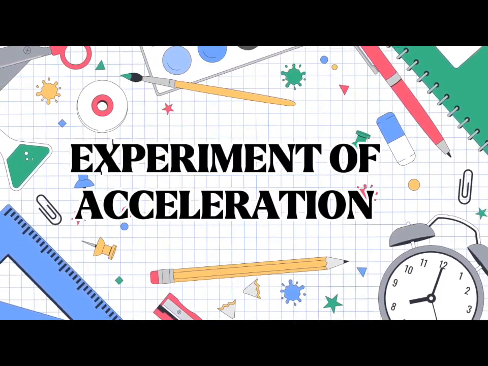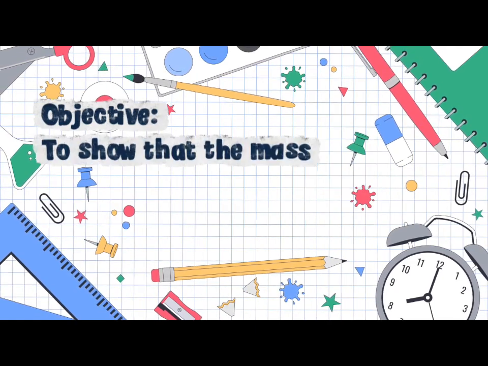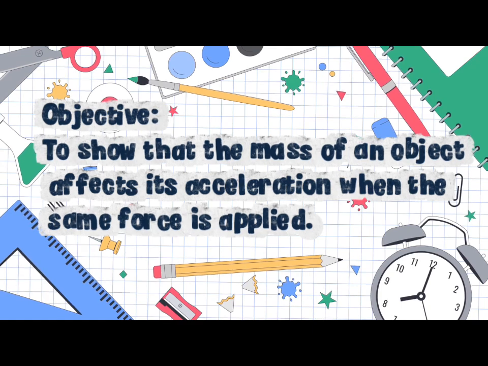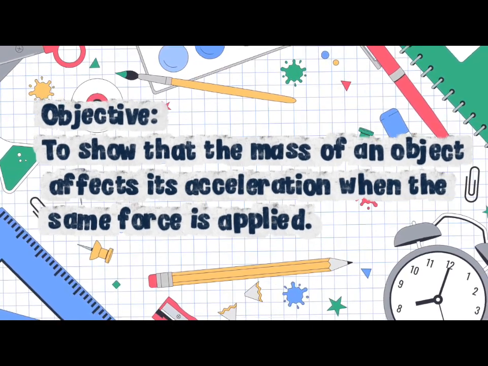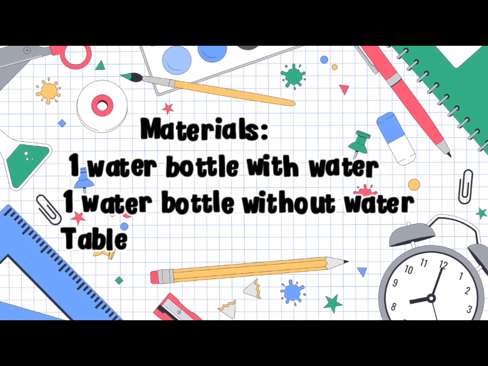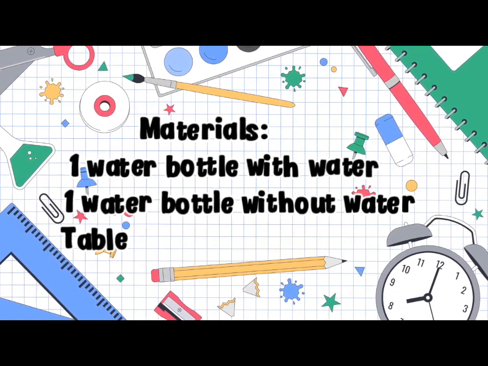Experiment of acceleration. Objective: to show that the mass of an object affects its acceleration when the same force is applied. Materials: one water bottle with water, one water bottle without water, a table.